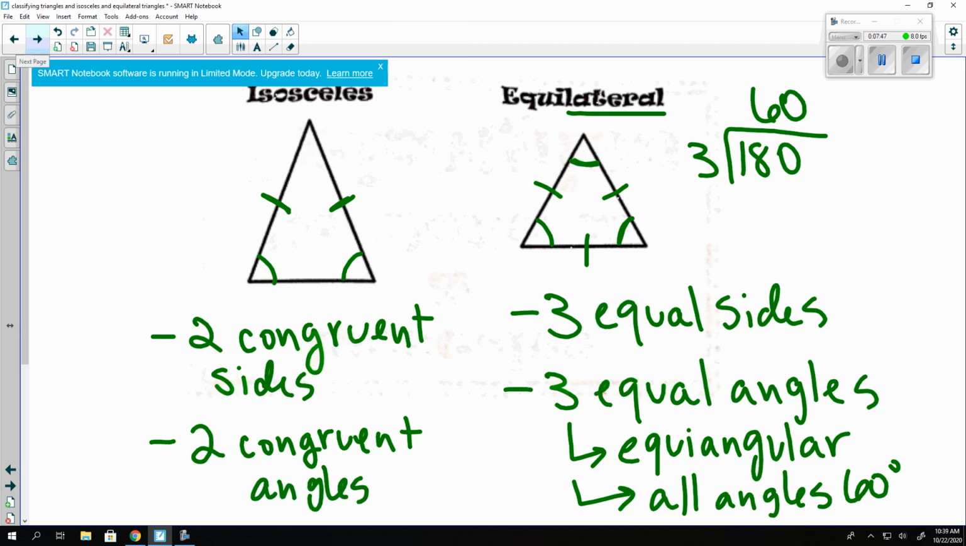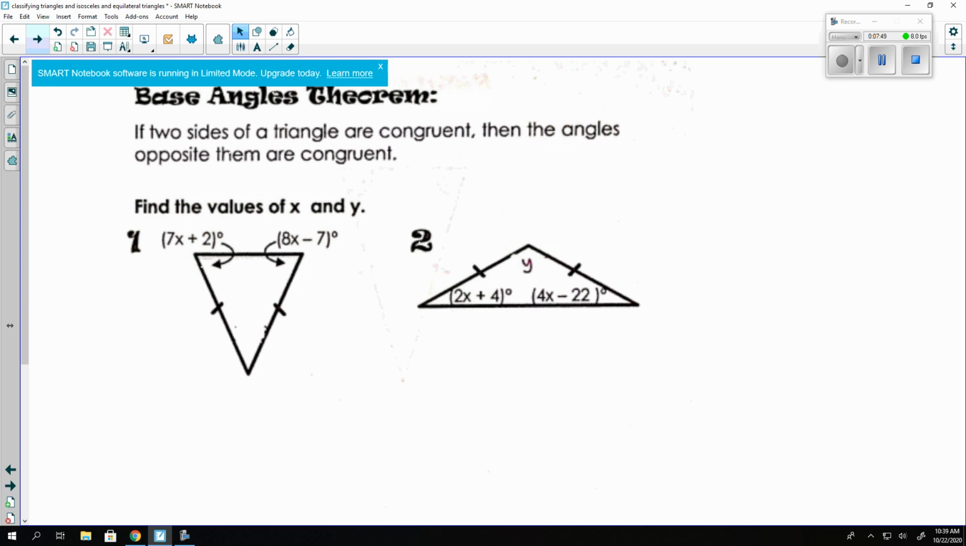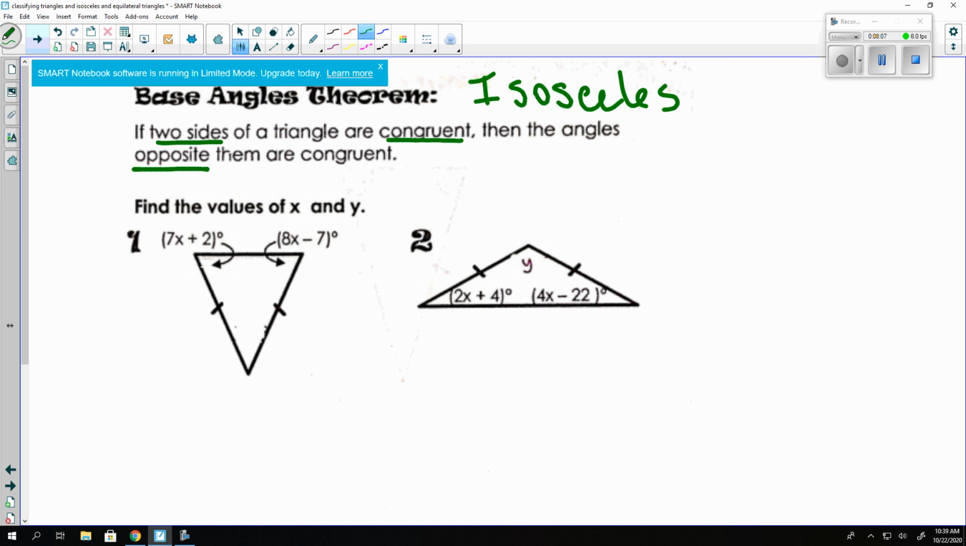Okay. So now let's get into some problems here. There is a theorem here. It's called the base angles theorem, and this goes with isosceles, okay? If two sides of a triangle are congruent, then the angles opposite them are congruent.